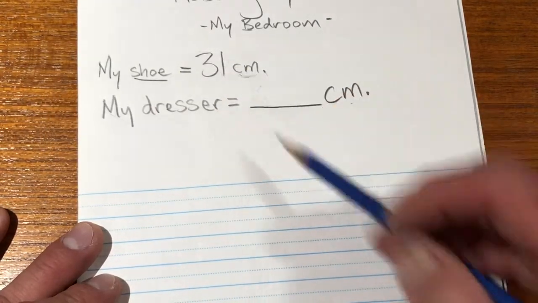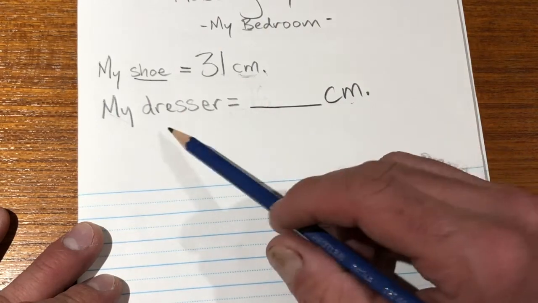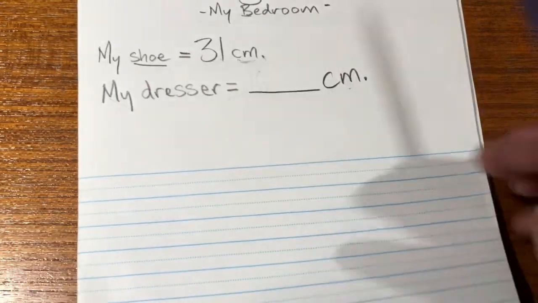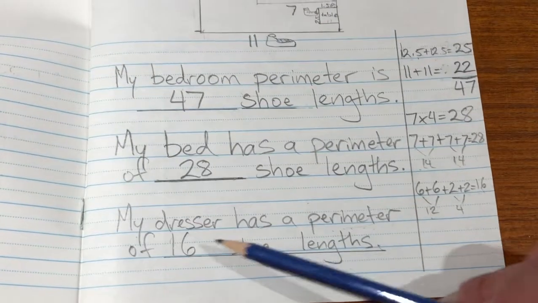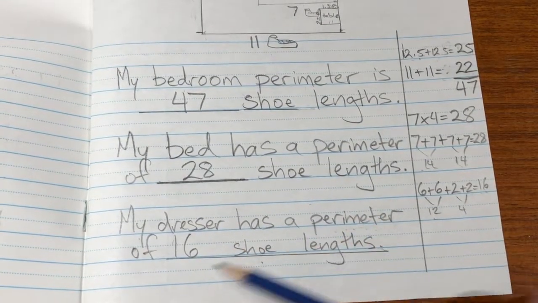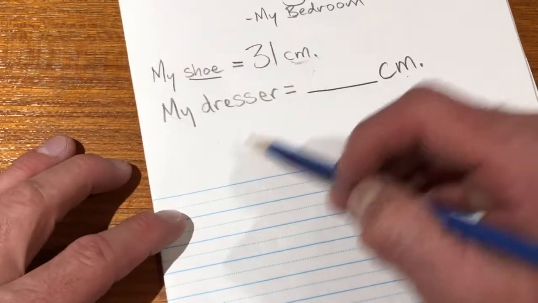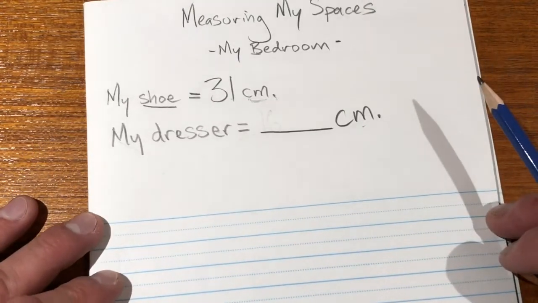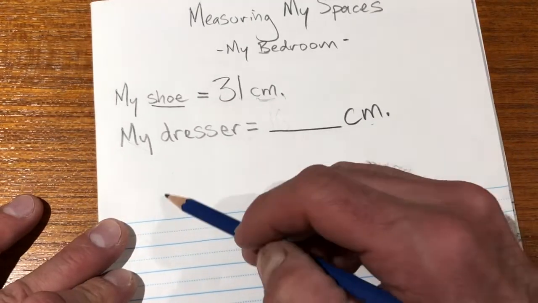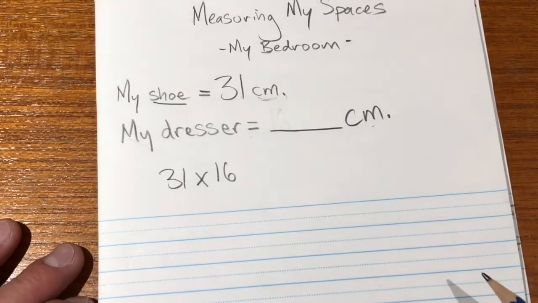In order to do that, I know that if one of my shoes is 31 centimeters, my dresser is actually 16 shoes around. It says right here, my dresser has a perimeter of 16 shoe lengths. So that means I'm going to have 31 16 times, or 31 times 16. That's a really big number to figure out.